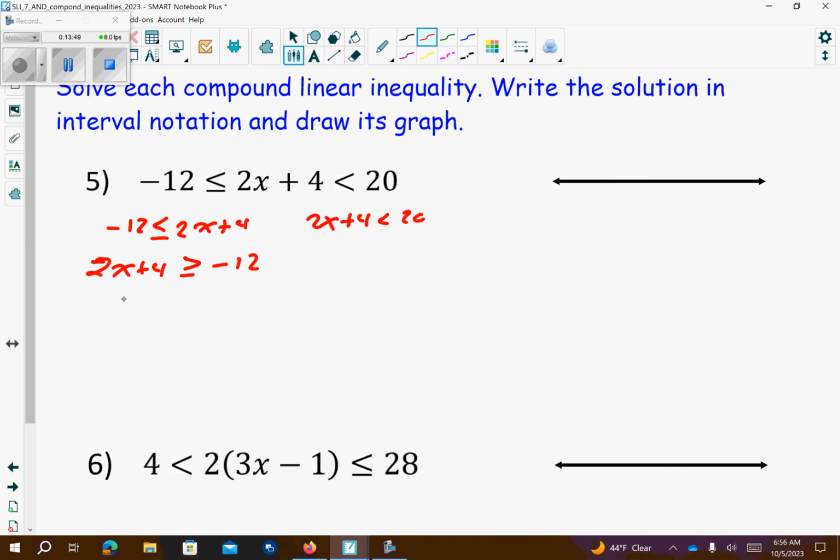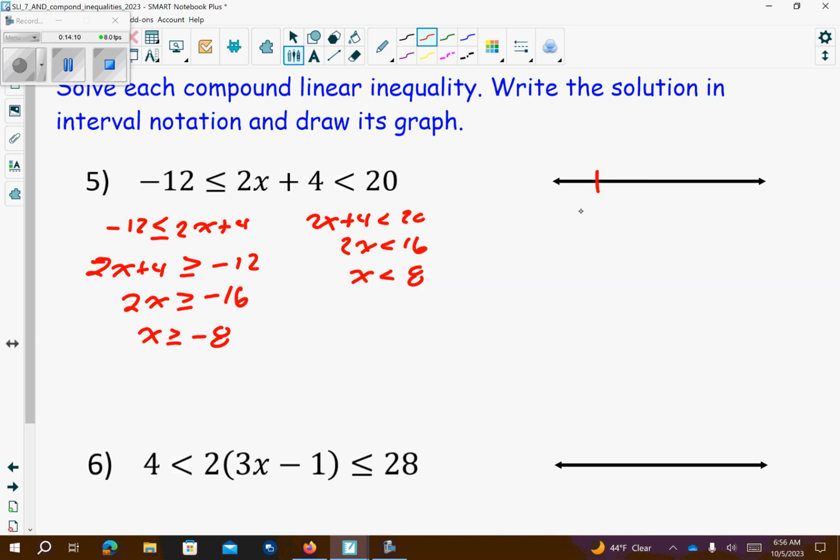So I'm going to subtract 4 from both sides. So that gets me to -16. Divide both sides by 2. So x is greater than -8. The sign didn't flip over because I only divided by a 2, not a -2. Second part, I'm going to subtract 4 from both sides. Divide both sides by 2.